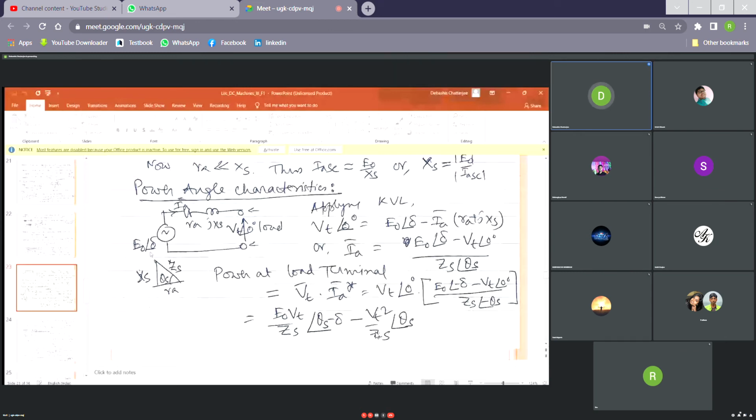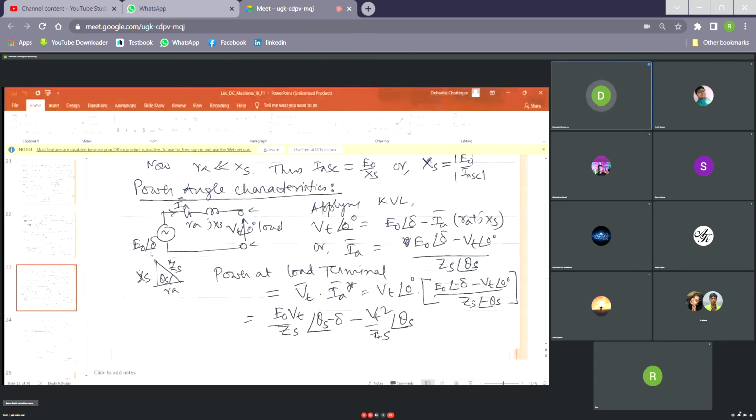So now considering that it is a generator, you can apply Kirchhoff's voltage law in the given circuit. VT is actually E0 minus IA into (RA plus jXS). From this you can calculate IA, which is E0 angle delta minus VT angle 0 degree, divided by ZS. RA plus jXS is already known to be ZS at an angle theta S. So IA is E0 minus VT by ZS. Then the power at the load can be calculated like this: VT into IA conjugate, phasor VT, IA conjugate. You have seen from your first year how to calculate power having known VT and IA, VT IA conjugate, or the other way also you can do, VT conjugate IA, whatever it is.